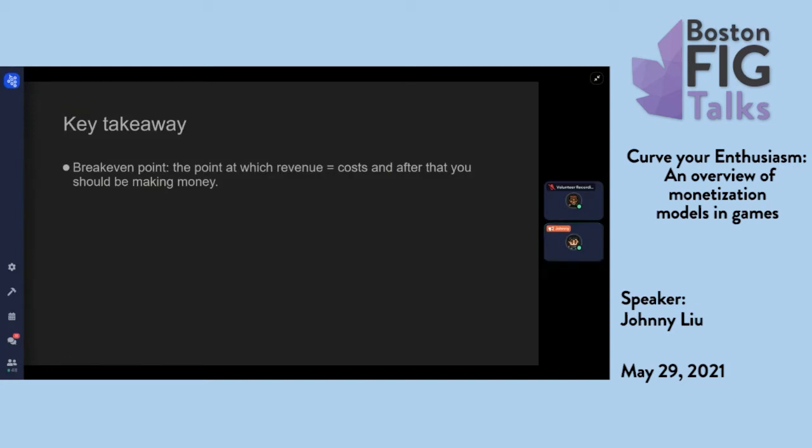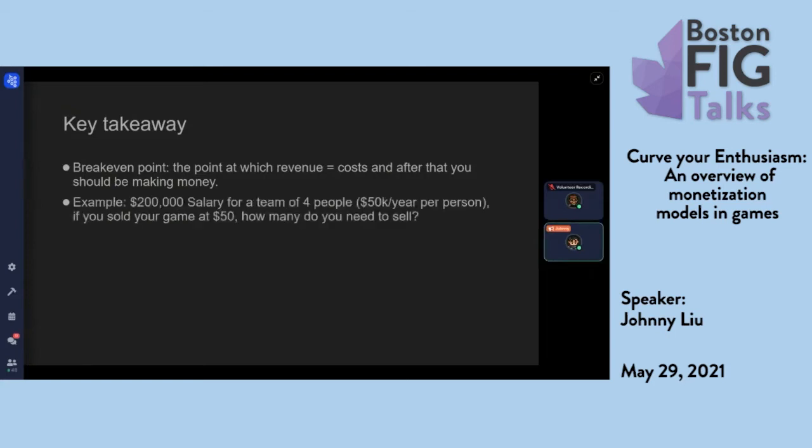So for example, I have $200,000 of salary costs for a team of 4 people. Ignore everything else. The only cost I have is I have to pay $200,000 for 4 people. And I say, okay, my game is worth $50. How many do I need to sell, right? Do I think I can sell 4,000 units or more at this price? If I can, then I should go for it.